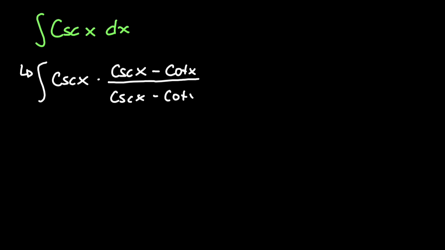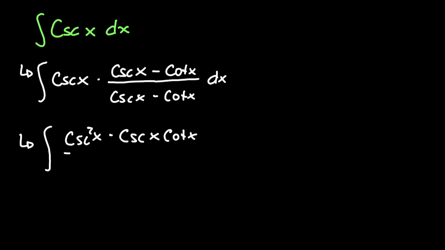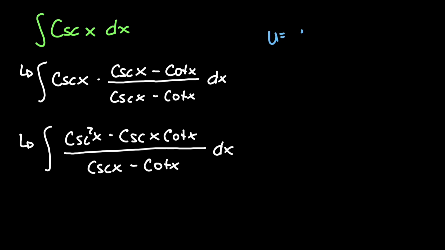cosecant of x minus cotangent of x. This term right here is equal to 1 of dx. And so, when we multiply this, we would have cosecant squared of x minus cosecant of x cotangent of x over cosecant of x minus cotangent of x dx. And now, we can use u substitution here once again. Let u here be cosecant of x minus cotangent of x.